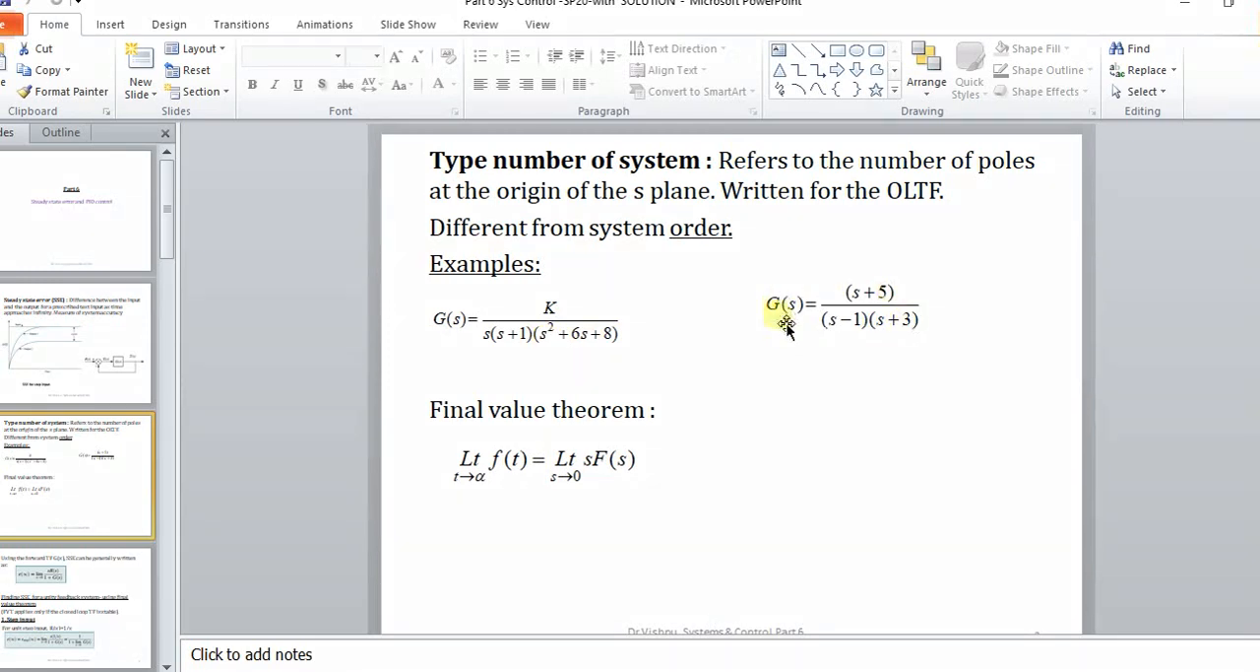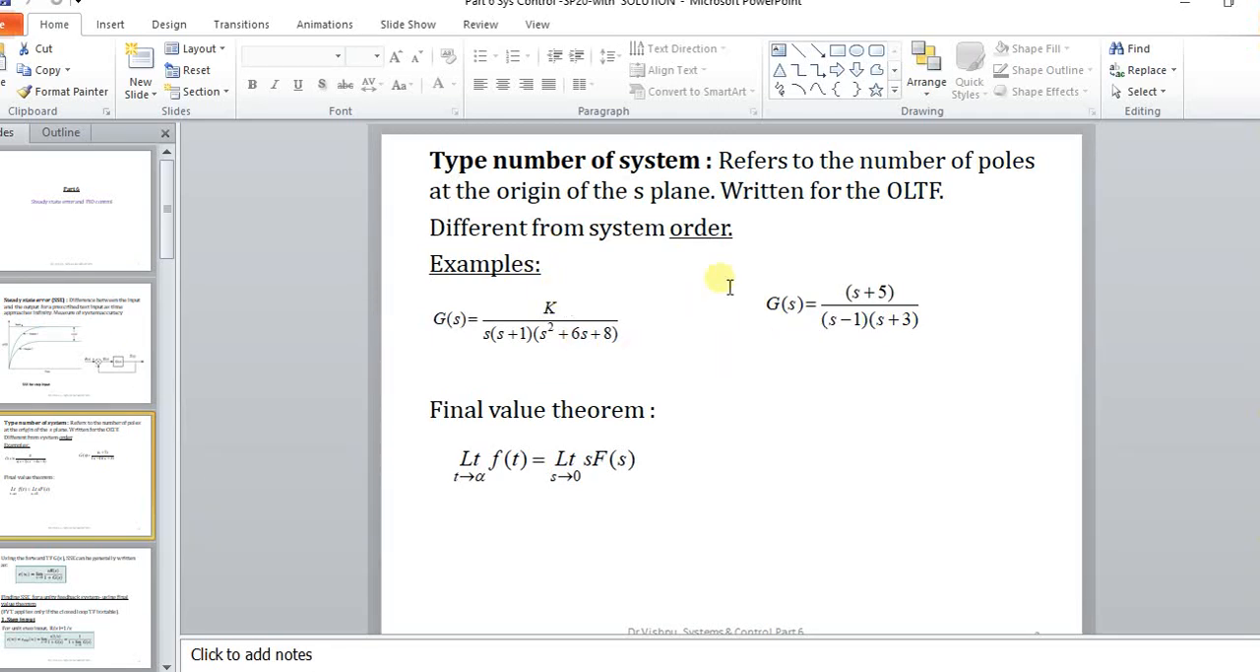Now let us take the other system here. If you see, there is a pole at plus 1 and another pole at minus 3. There is no pole at 0. So this system is of type number 0. In other words, if you see one s in the transfer function, it is type number 1. If you have s square, it is type number 2, like that. So this type number dictates how the steady state error of a system will be. We will see it later in the coming slides.